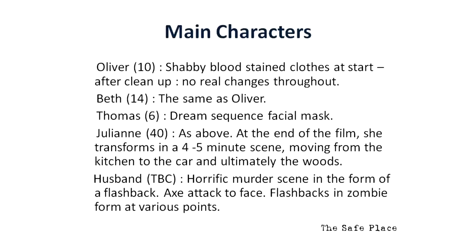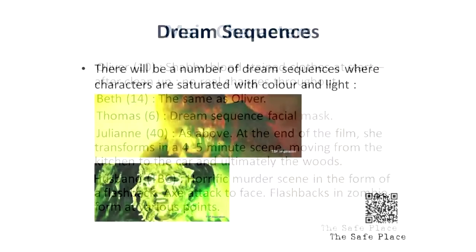Julianne, she's the parent of both Oliver and Beth. At the end of the film, she transforms into a zombie-like character. So we're looking to have the makeup and special effects to achieve this. We have Thomas, who's 6 years old. We only really see him in a dream sequence. He's been left out of the film. He's a character that's been left behind as they flee the city. And the husband, he has a horrific attack at the beginning and he gets axed to the head. And then we see him in flashback scenes in various stages of zombie-like trance.